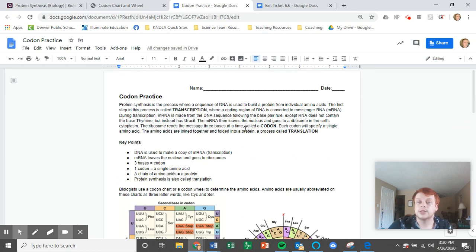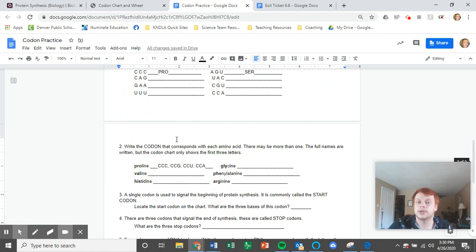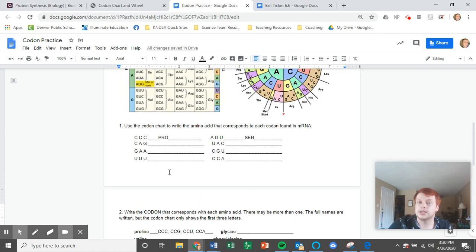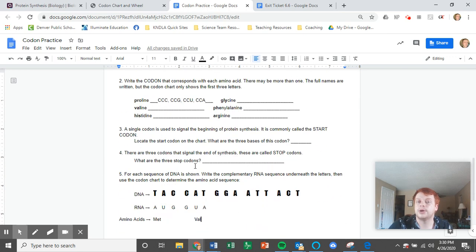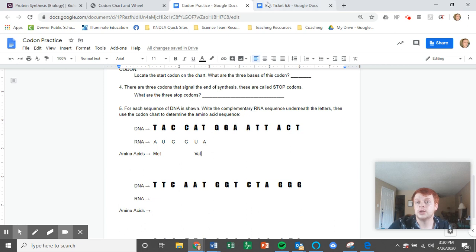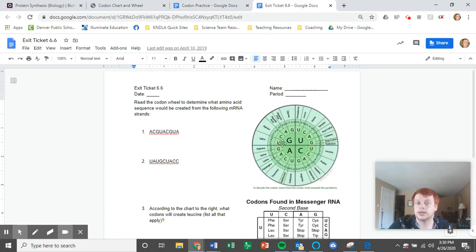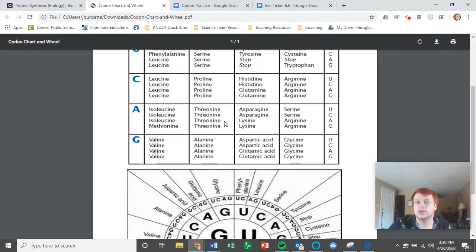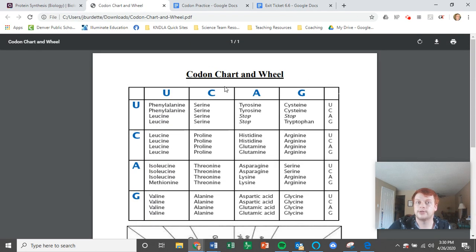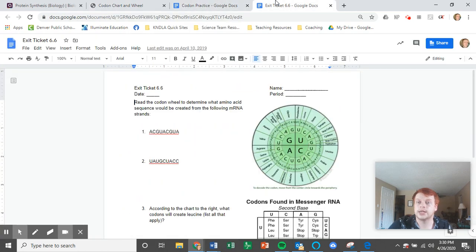Remember, if you have questions, you can always show up to office hours, but after you finish this independent practice, and I'm going to leave these examples in so you can see what we did, then you're going to go and complete your exit ticket. You can use the wheel and chart in here, or you can use this one that you have a PDF of, whichever you're more comfortable with. But at the end, go ahead and turn in your practice and your exit ticket.